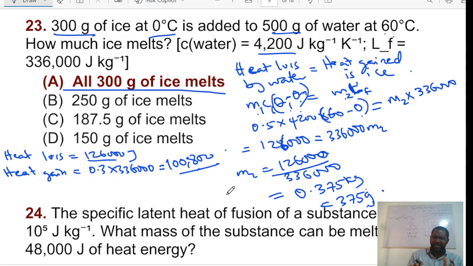I hope you understand this, because for the ice to melt, heat loss should be equal to heat gain. But in this case, heat loss is even greater than heat gain. That means all the ice will melt, and even more, there will be more increment in temperature. So please, that is how you go about that.